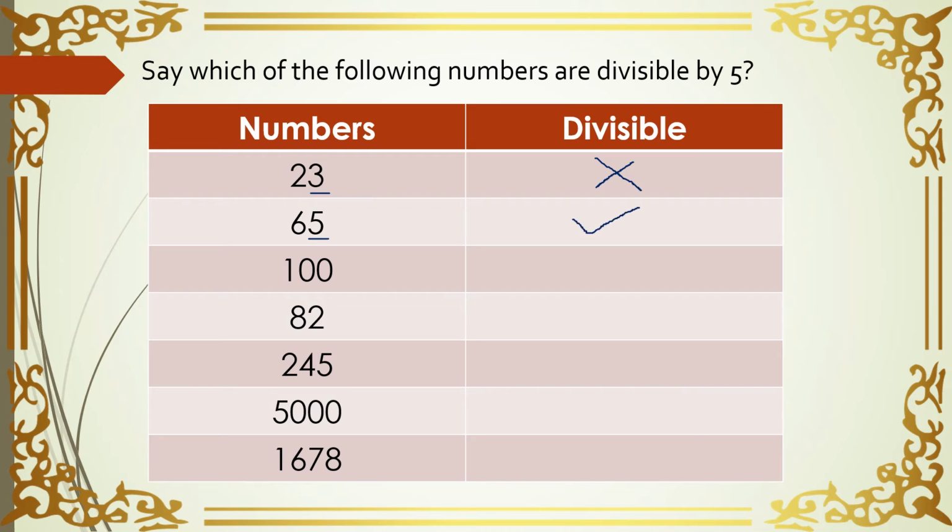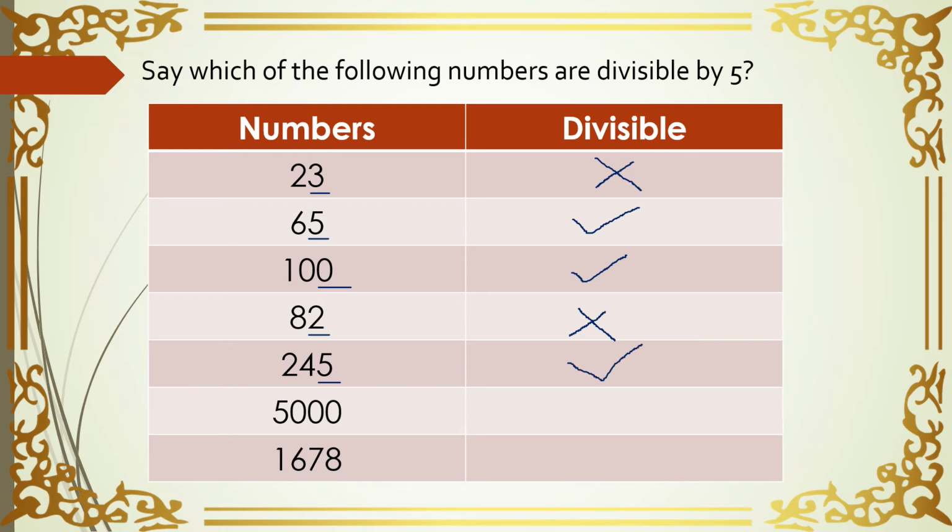Next number we have is 100. Last digit, last unit place पे हमारे पास क्या है 0. So it will be divisible by 5. Next number is 82. Unit place पे है 2. So that means it will not be divisible by 5. है ना? 5 से divisible होने के लिए you should either have 5 in the units place or 0. Next number is 245. So the unit place has 5. That means it will be divisible by 5.